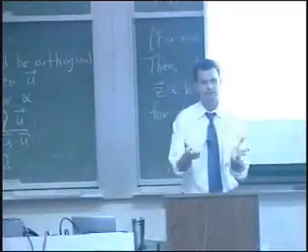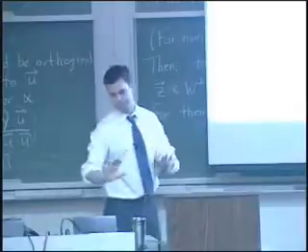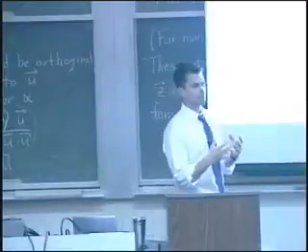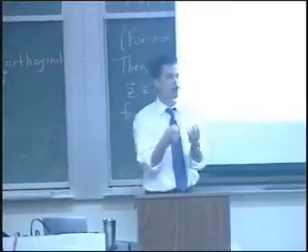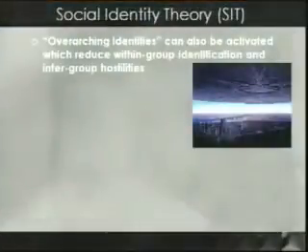And so again, that feeling of group identification is proportional to a feeling of similarity to the people in your group and dissimilarity from people outside your group. Okay, so I think when social identity theory really gets interesting is when it starts to tell you stories about when these group differences dissolve, when they go away. And that's basically a story of overarching identities. So overarching identities can be activated, which reduce within group identification and reduce intergroup hostilities.